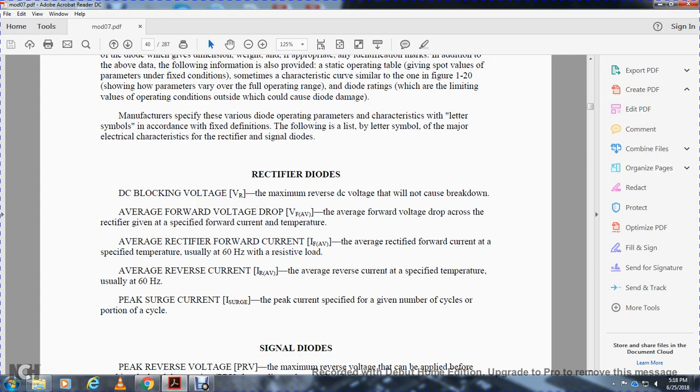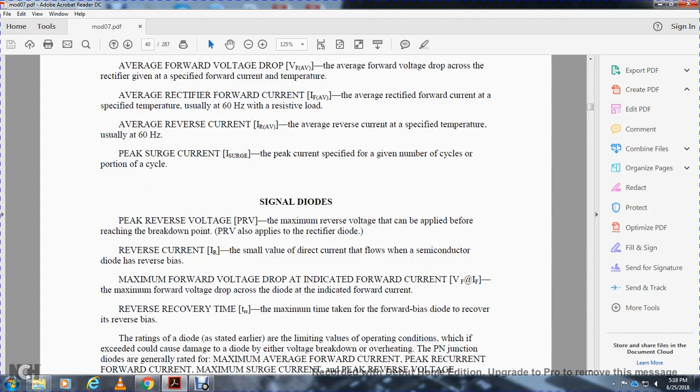Average rectifier forward current is shown with the amp symbol I with an F for forward and AV for average. It is specified at a given temperature, usually with a 60 Hz resistive load. Average reverse current is shown as I with an R and AV for average, and is specified at a given temperature, usually with 60 Hz. Peak surge current is the peak current, specified for a given number of cycles.